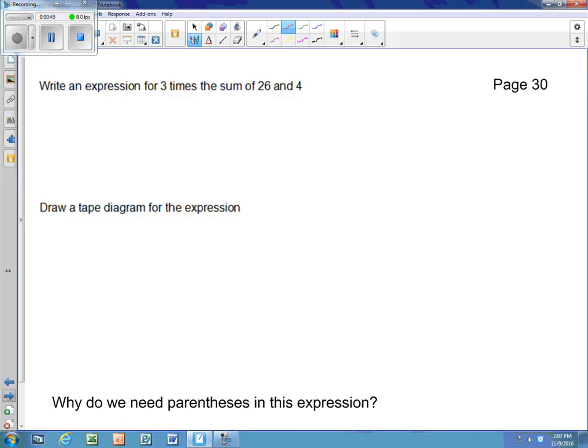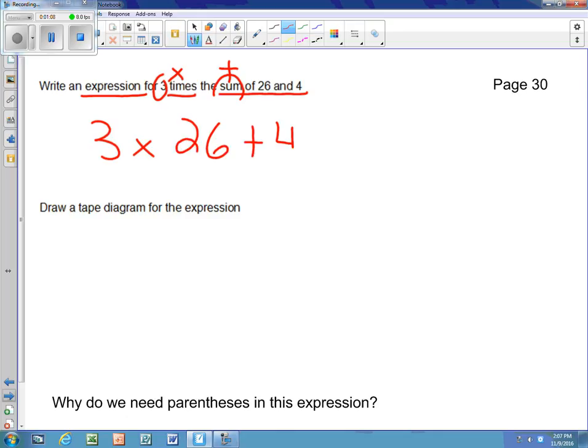Next, this time we're going to write an expression for 3 times the sum of 26 and 4. Sum tells me to add. Since I want to multiply by the sum, I cannot just set it up like this. If I set it up like this, then I'm actually multiplying 3 times 26. But I want to multiply times the sum. I want to get the answer first. So I'm going to put parentheses around it so that I have 3 times the sum. So first I can find the sum.